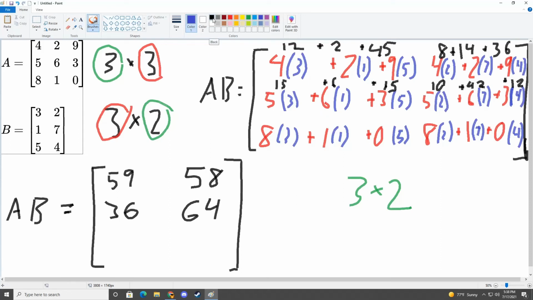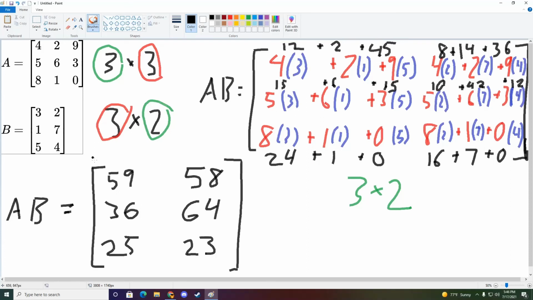Alright, multiply this out. 8 times 3 is 24. Plus 1 times 1, that's 1. And then plus 0, because 0 times 5 is 0. Alright, 24 plus 1, that's 25. And finally, 8 times 2, that's 16. Plus 1 times 7, that's 7. And plus 0 times 4, 0. 16 plus 7, that's going to give us 23. And so that's going to give us our final answer for matrix AB right here.